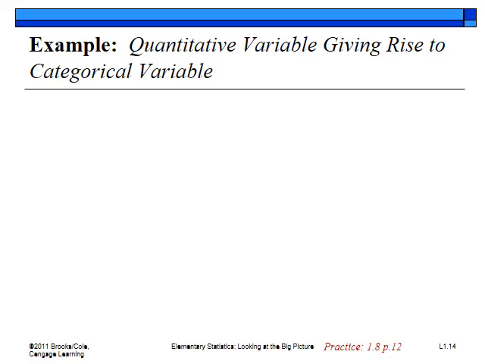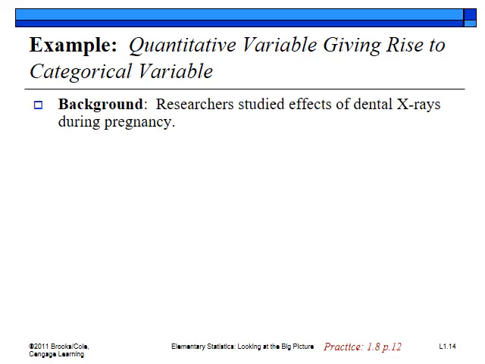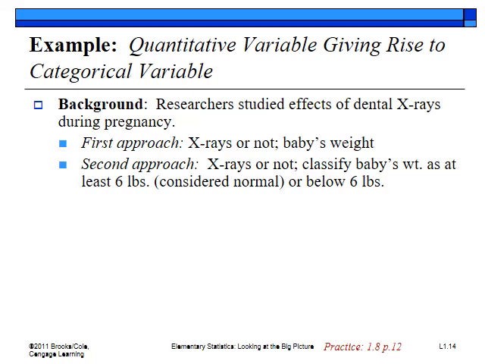We can also turn quantitative variables into categorical variables. For example, researchers studied effects of dental x-rays during pregnancy. The way they did this was to look and see whether the mother was exposed to dental x-rays and then measure her baby's weight. Another approach is to check and see if the mother was exposed to the x-rays and then classify the baby's weight as normal or subnormal.